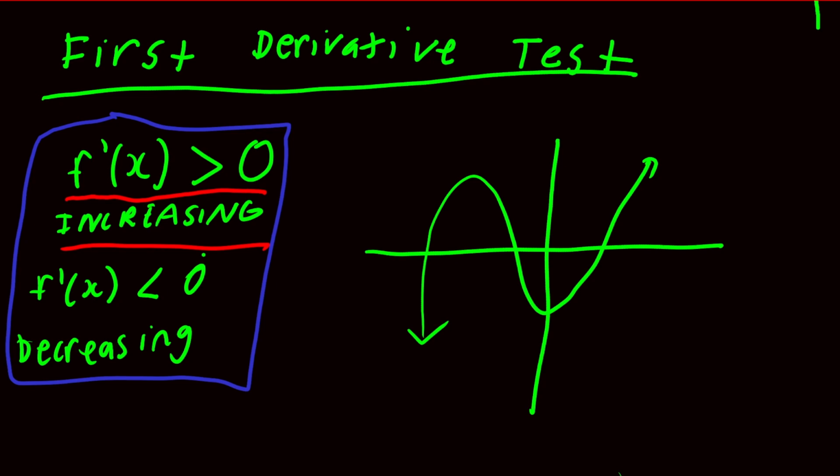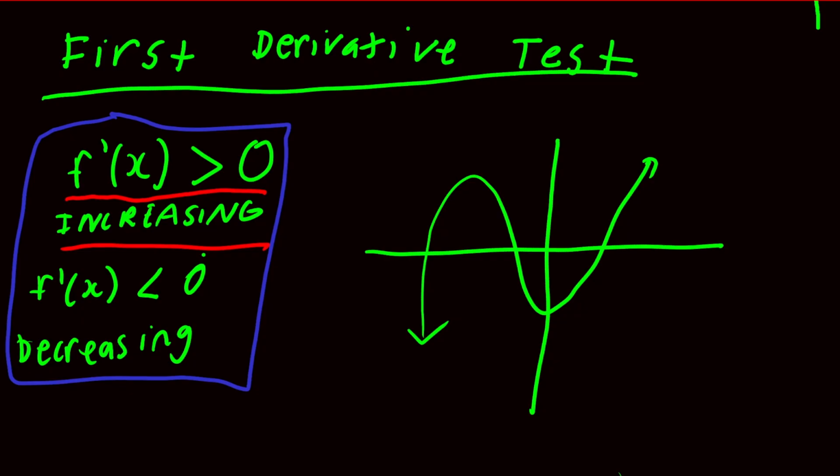Hey guys, today we're going to be going over the first derivative test and how to figure out when a function is increasing or decreasing, and also finding local minimums and local maximums. But first, you need to understand a couple things. First, if the derivative of a function is positive, that means the function itself is increasing. And if the derivative of the function is negative, that means the function is decreasing.